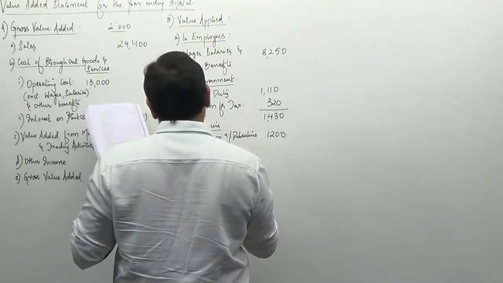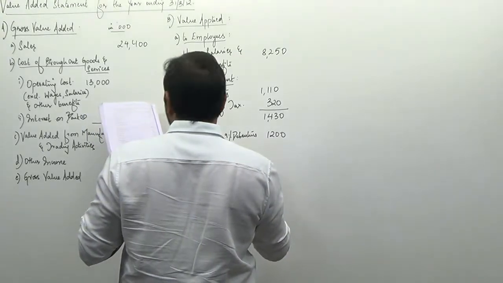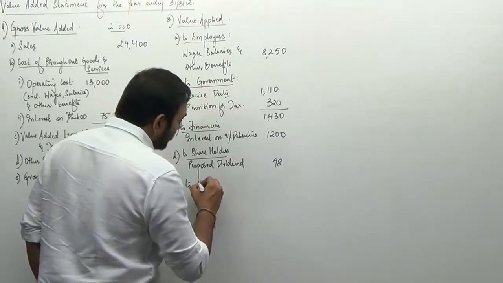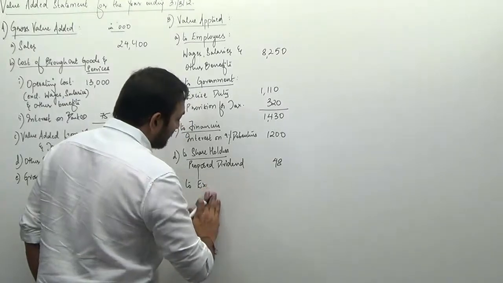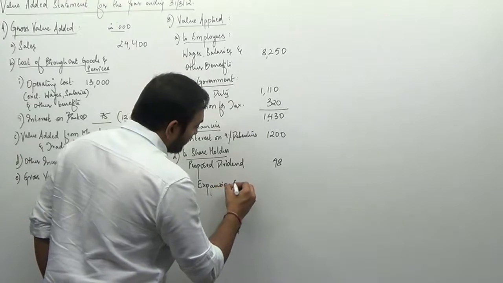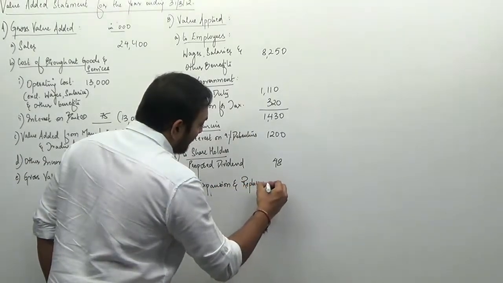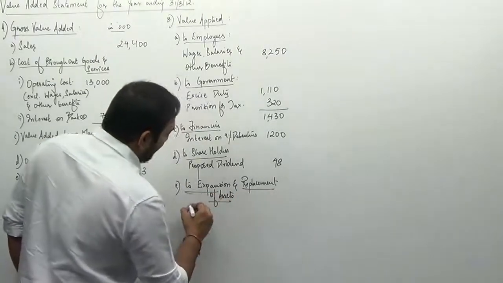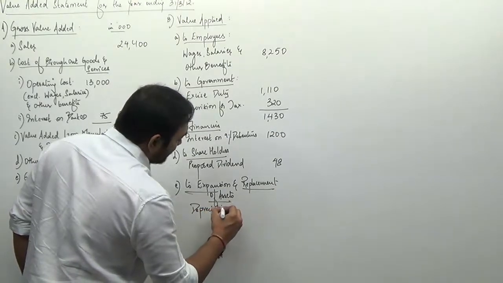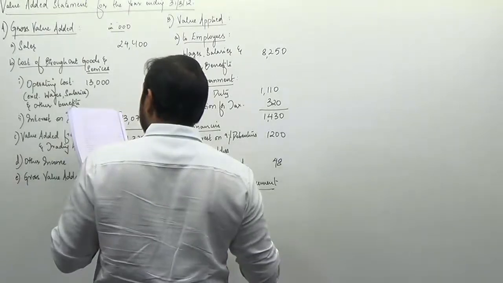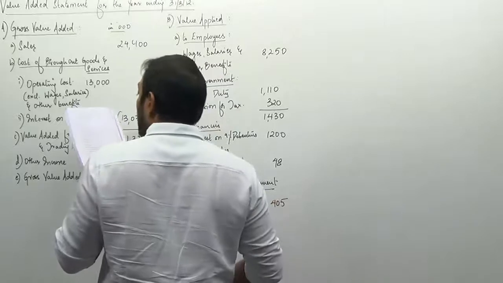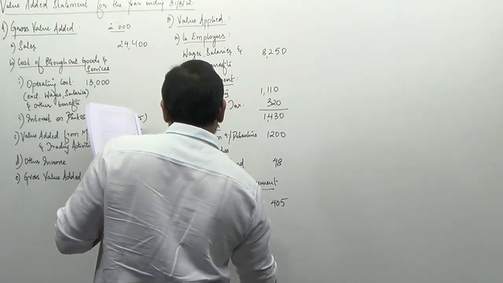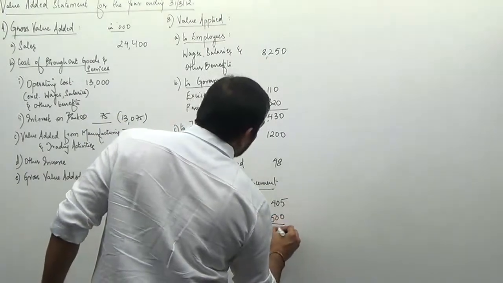dividend proposed 48, and the last one towards expansion and replacement of assets. First one, depreciation, replacement of assets. Amount of depreciation there is 405. That's it. Total is 905.